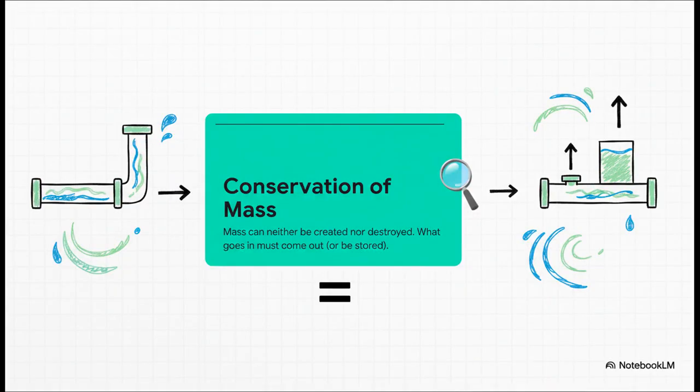First up, conservation of mass. This one's pretty intuitive, right? You can't just create stuff out of nothing. For a fluid, it just means that whatever flows into a pipe, for example, has to either flow out the other end or build up inside. The books always have to balance.